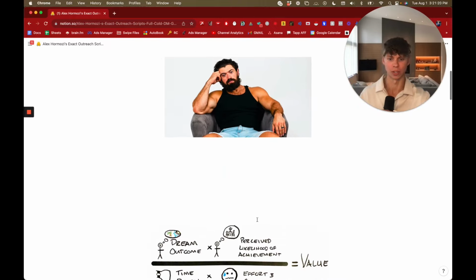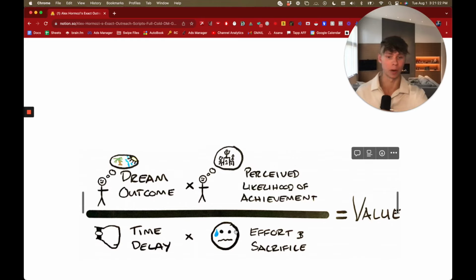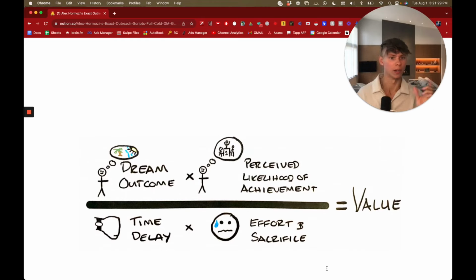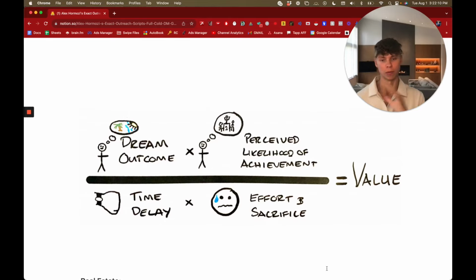As you know, this is Alex Hormozi's value equation. This is probably the most important concept or idea that you have to understand in online business. As you know, we have dream outcome times perceived likelihood of achievement, divided by time delay times effort and sacrifice. What I did is I took all of this information and extrapolated that into a cold DM message.